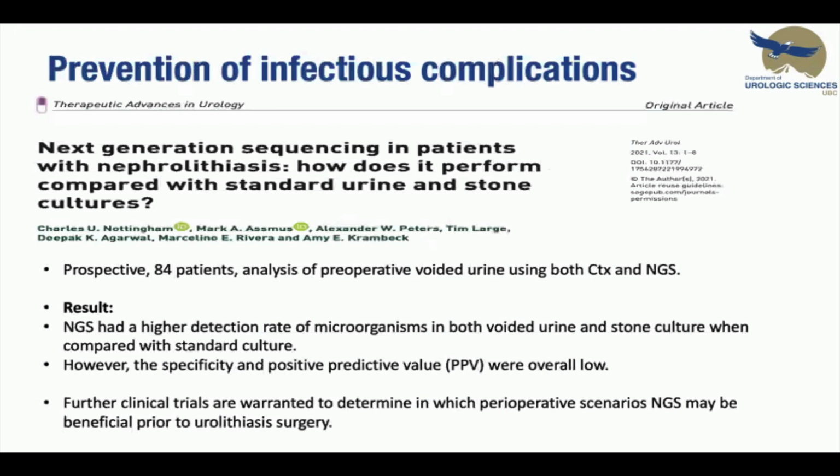So to evaluate its clinical application in endourology, this prospective study included 84 patients, with analysis of preoperative voided urine using both urine culture and NGS, and they found that NGS had a higher detection rate of microorganisms in both voided urine and stone culture when compared with standard culture. However, the specificity and positive predictive value were overall low. So further clinical trials are warranted to determine in which specific perioperative scenarios NGS may be beneficial prior to urolithiasis surgery.